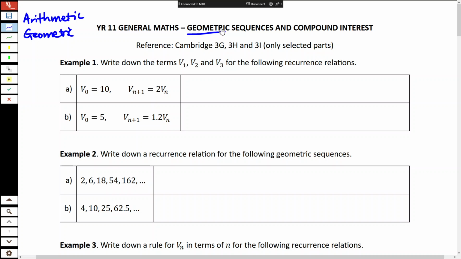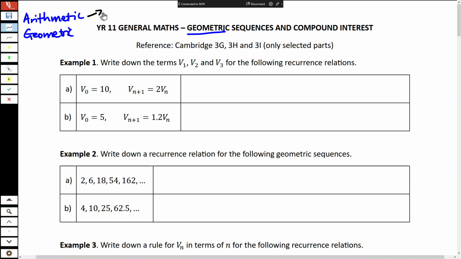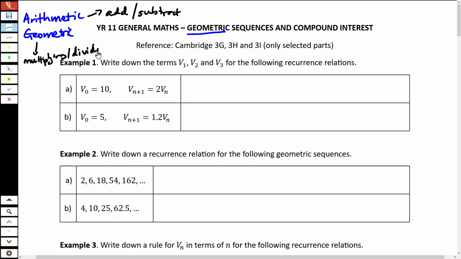So what's the difference? Maddie. Arithmetic is plus and minus, whilst geometric is multiplying. Good. So in the first type, you are either adding or subtracting the same number each time. With geometric, you are multiplying or dividing each time. Okay, so remember that. Have a look at example number 1 now.